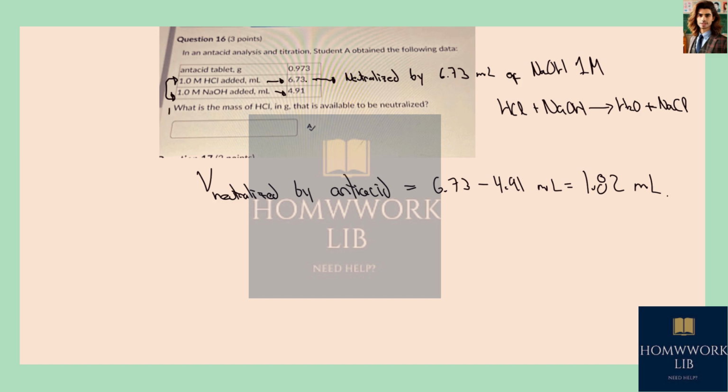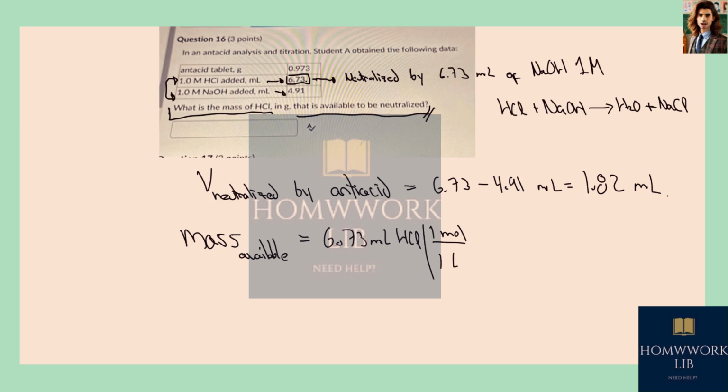Now, the question asks us what is the mass of HCl in grams that is available to be neutralized? The mass available initially is going to be equal to the volume that we had multiplied by the concentration and multiplied by the molecular weight. So we're going to have 6.73 milliliters of HCl, which is going to have a molar concentration of 1 mole per each liter.